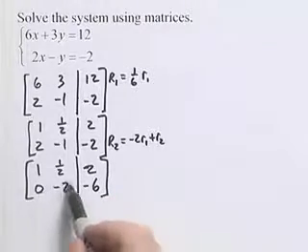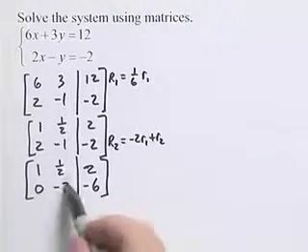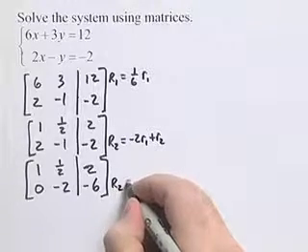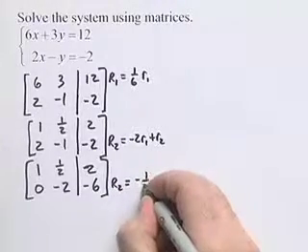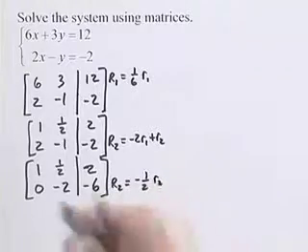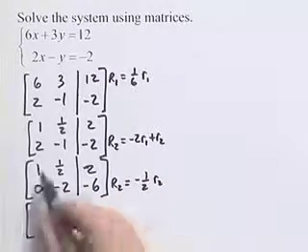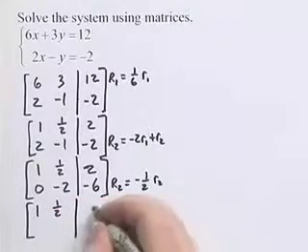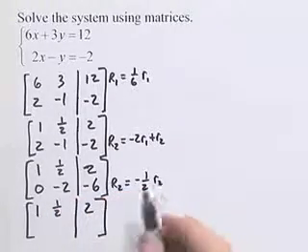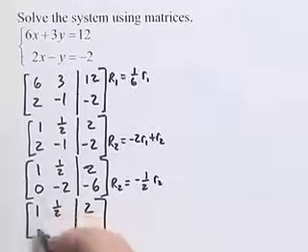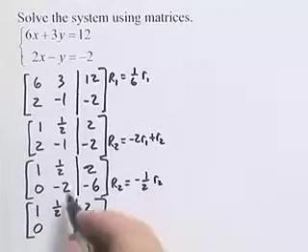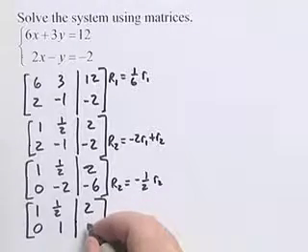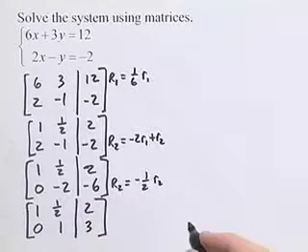The last thing I'd like to do is get a 1 on the diagonal in the 2, 2 entry, so right here. To do that, I'm going to let row 2 equal negative 1/2 times my current row 2. I'm not changing my first row, so I'll rewrite that. 1, 1/2, 2. And then negative 1/2 times 0 is still 0. Negative 1/2 times negative 2 is 1. And negative 1/2 times negative 6 is positive 3.